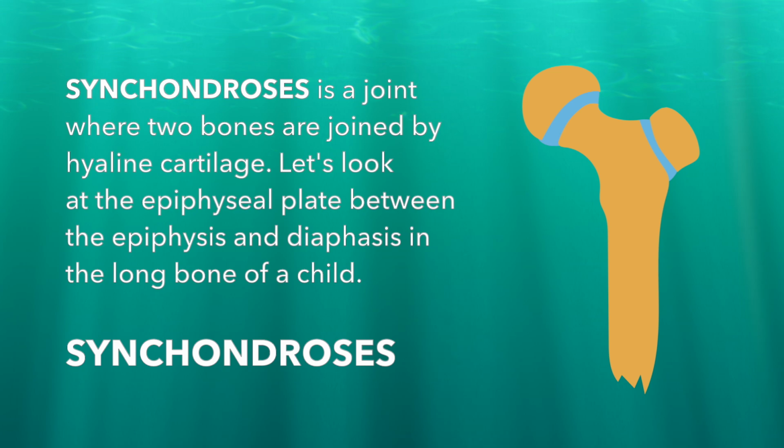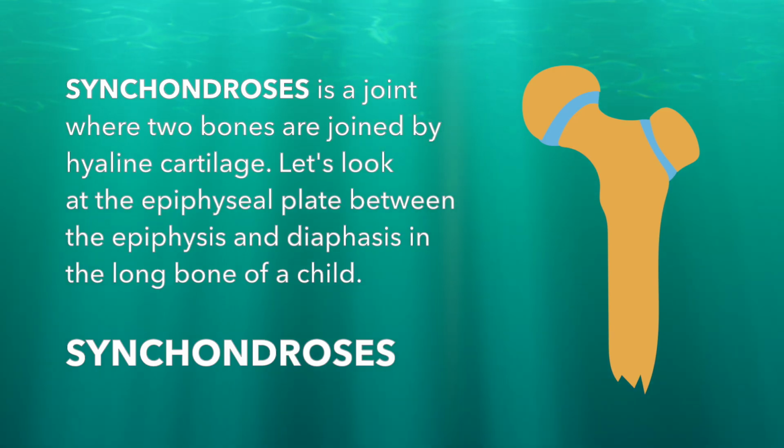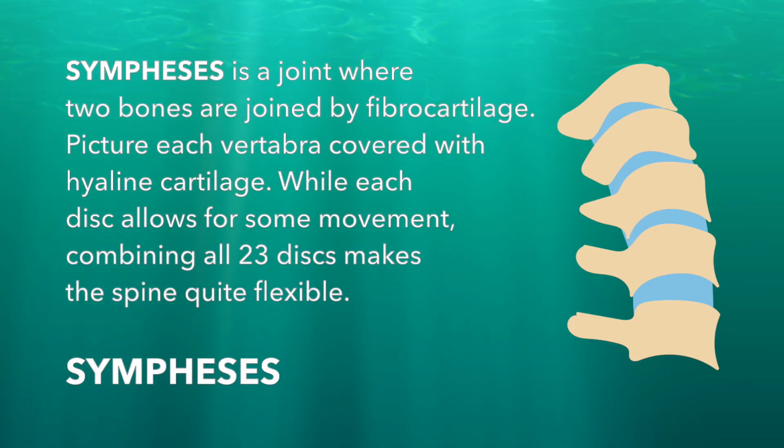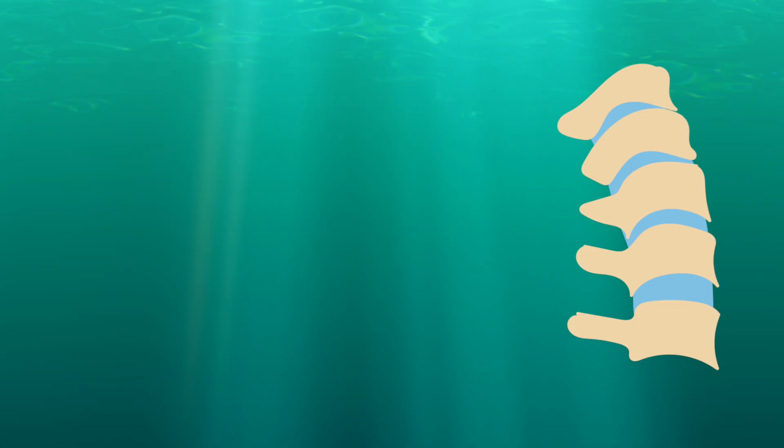Synchondrosis is a joint where two bones are joined by a hyaline cartilage. Let's look at the epiphyseal plate between the epiphysis and the diaphysis in the long bone of a child. Symphysis is a joint where two bones are joined by a fibrocartilage. Picture each vertebra covered with hyaline cartilage, while each disc allows for some movement. Combining all 23 discs makes the spine quite flexible.